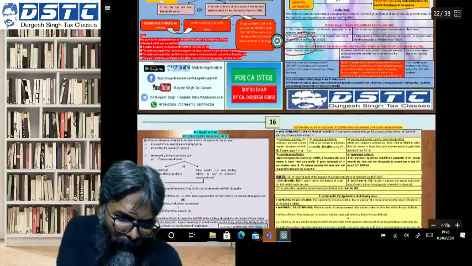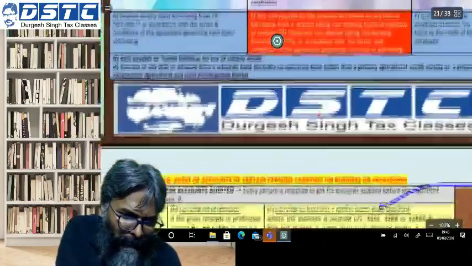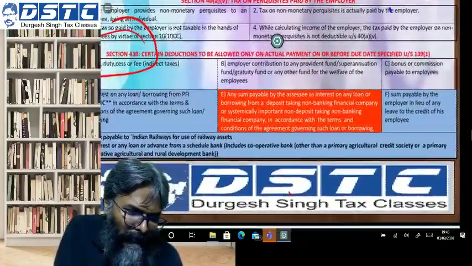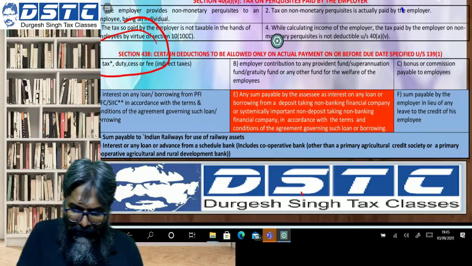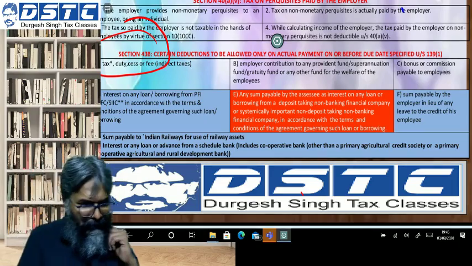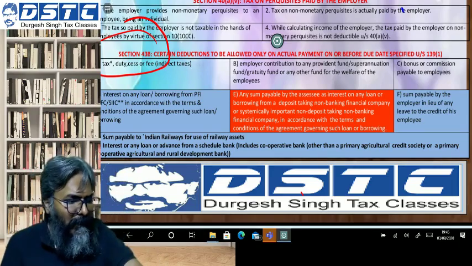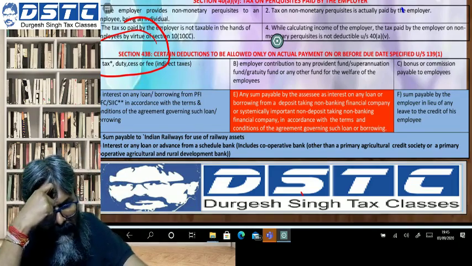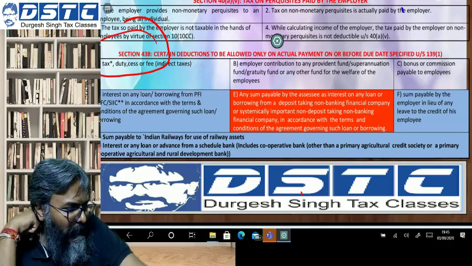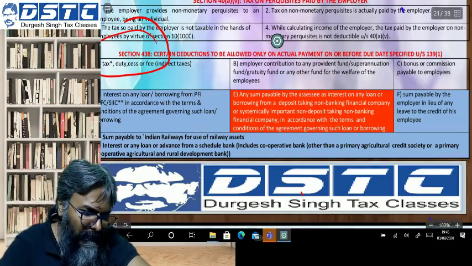I'm just quickly going through to 43B, students. 43B. Please come to 43B, the last one. Didn't I tell you about 43B, students? Certain deductions to be allowed only on actual payment on or before the due date specified under section 139(1). This particular part.